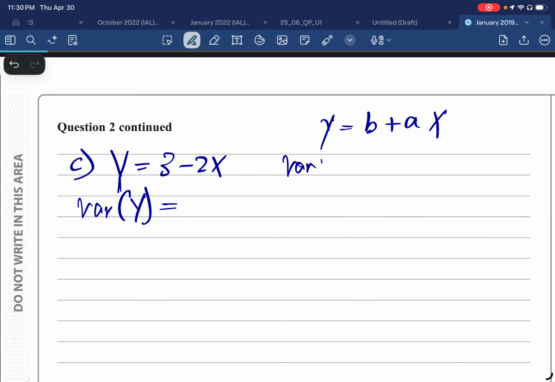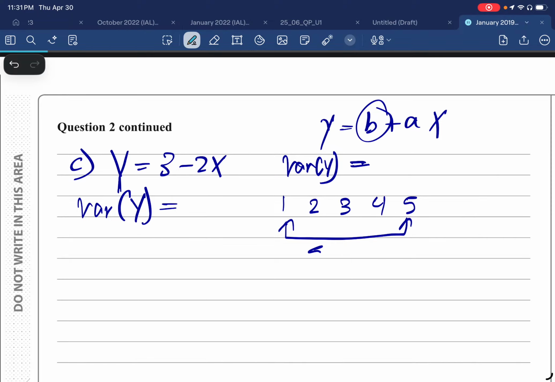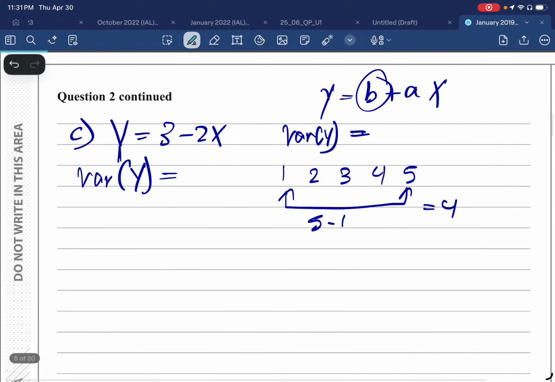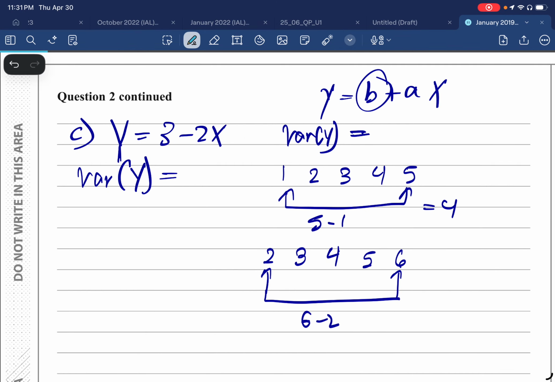When you're looking for variance, remember this. Variance is basically how scattered the data is. So adding something to it makes no difference. It's still going to be the same. For instance, if you have 1, 2, 3, 4, 5, and you were to find the range of this, you would subtract 1 from 5 and you would get 4. Say now you add b to all of them. Let's say b is 1. So now 1 plus 1 is 2, 2 plus 1 is 3, and then 4, 5, and 6. Again, if you find the range from the first to the last, 6 minus 2, it's again 4.